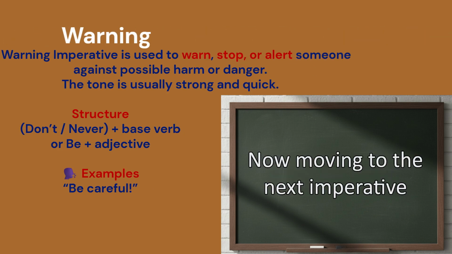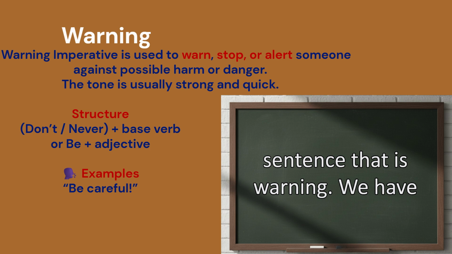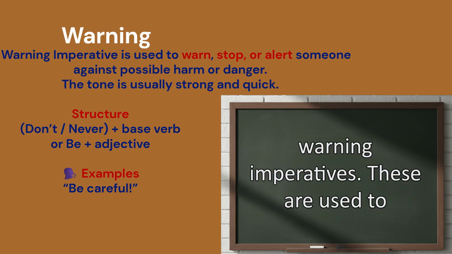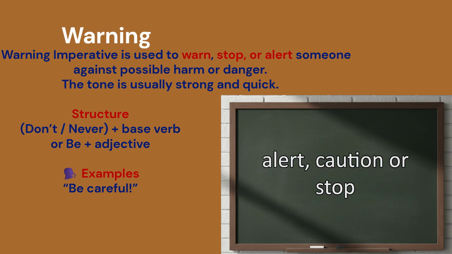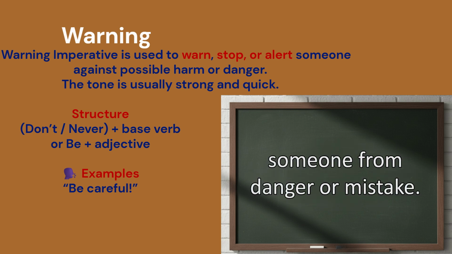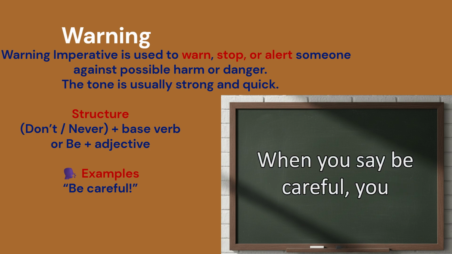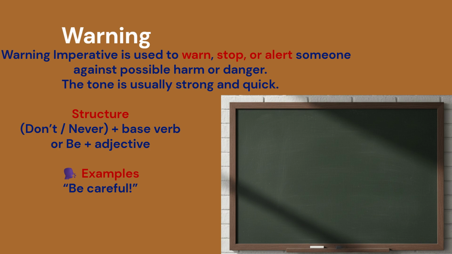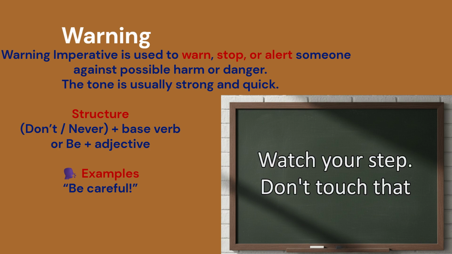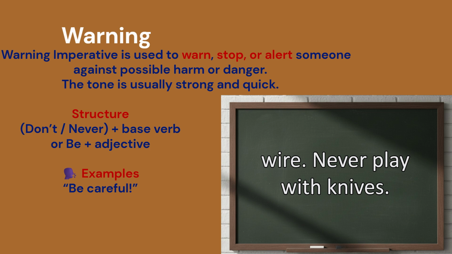Now moving to the next imperative sentence, that is warning. We have warning imperatives. These are used to alert, caution, or stop someone from danger or mistake. When you say, be careful, you're warning someone. Examples. Watch your step. Don't touch that wire. Never play with knives.